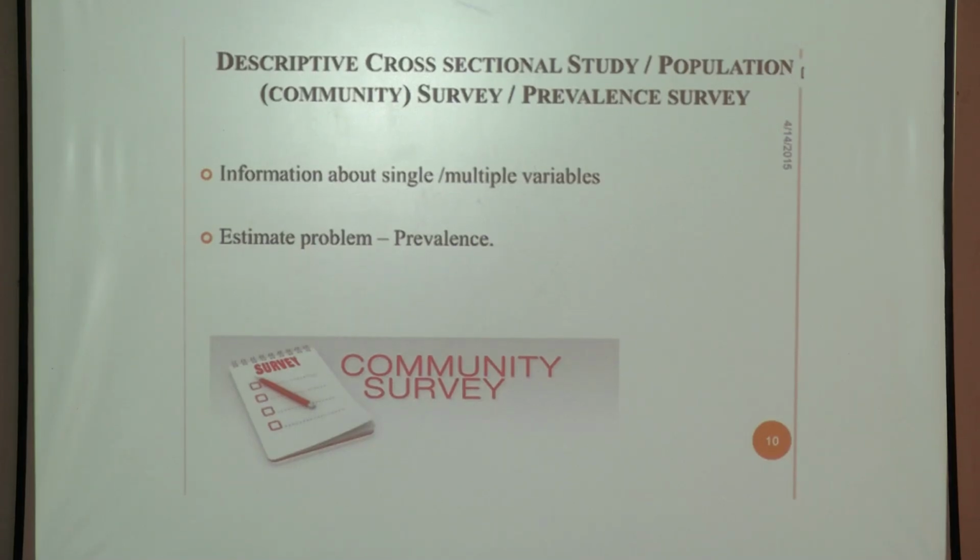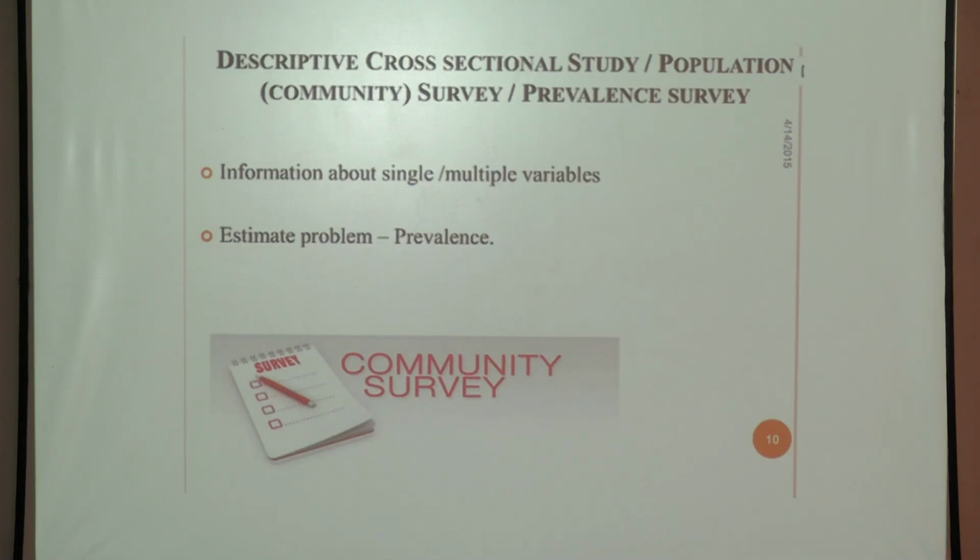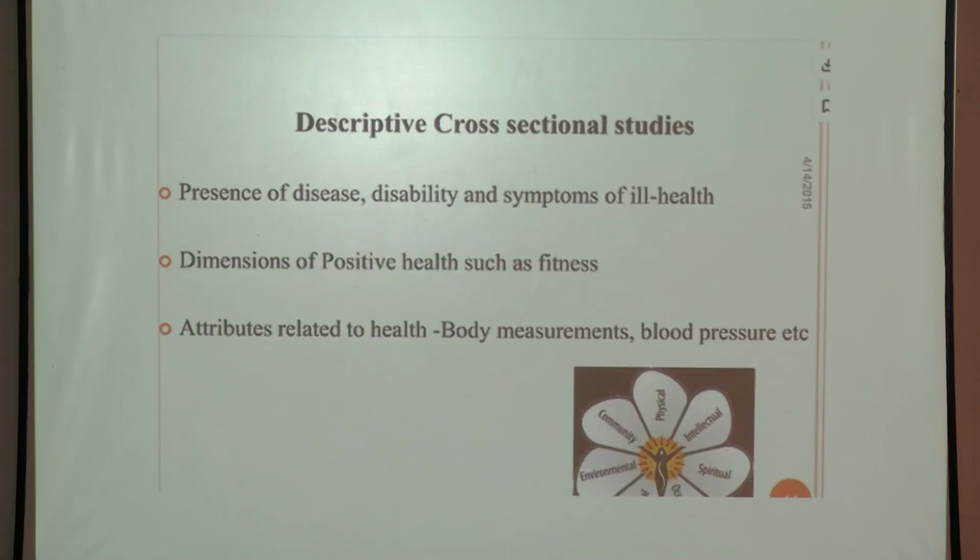Now you have a descriptive cross-sectional study, where you are seeking information about single or multiple variables. You're not just taking the cross-section, you're looking at various factors. These are called variables, and you're estimating the problem. What is the problem? Say, for example, in the field area where you went, Muluk or Nanur, you have a number of cases of anemia. What is the reason for anemia? Or a number of cases of jaundice. What are the reasons for jaundice? So estimate the problem and the prevalence.